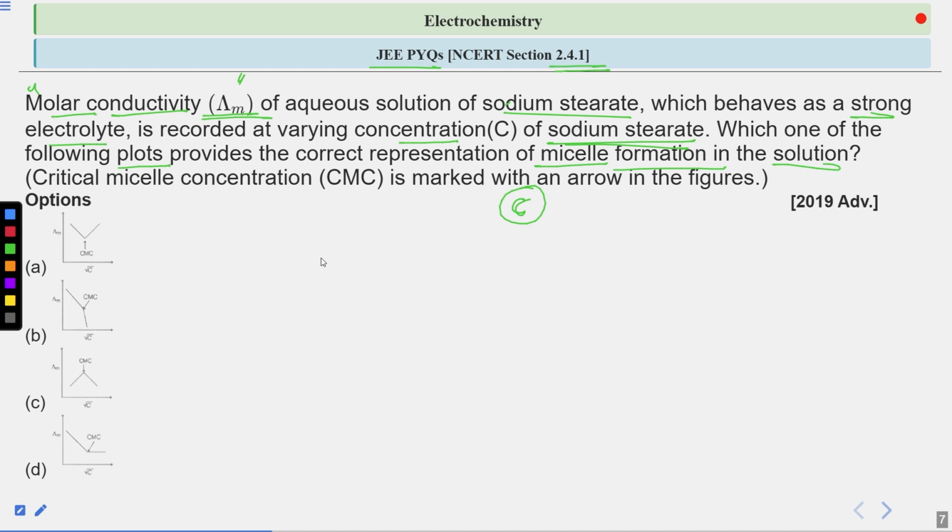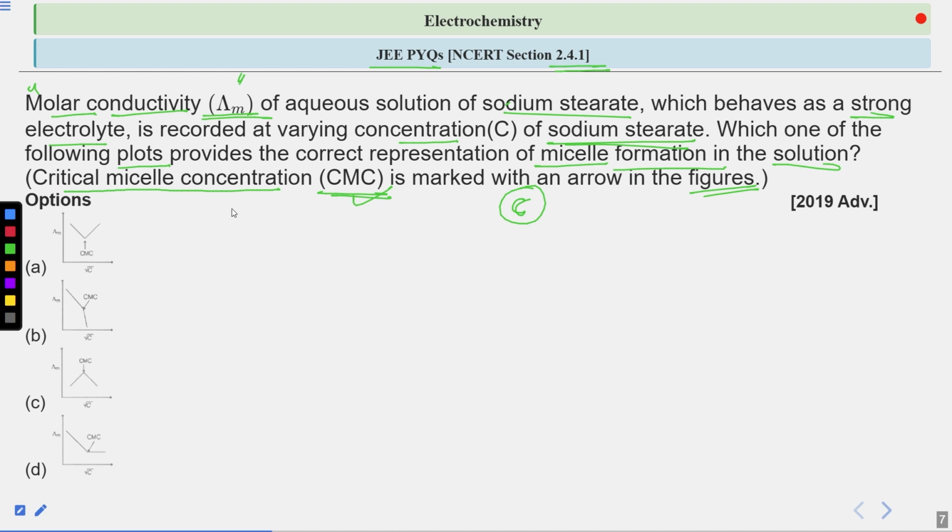You have to tell, as you can see, that we have been given some options. As per the given options, which plot is providing the correct representation of micelle formation in the solution? Now the critical micelle concentration, which is CMC, is marked with an arrow in the figures in the options. CMC, critical micelle concentration, is the concentration at which the micelles start to form. So you have to choose the correct plot as per the given question.